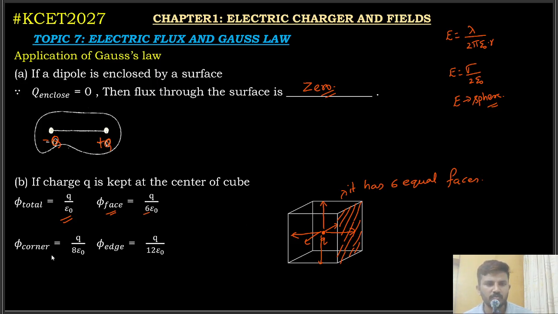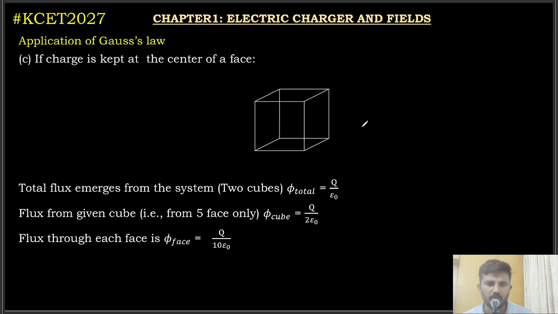Then what about the flux through each corner? How many corners are there? 8 corners are there. So q by 8 epsilon naught. And edges, actually this will not be asked much. Flux through edges, 12 edges are there, you can just divide it by 12, but the most important thing is this one, face and cube.